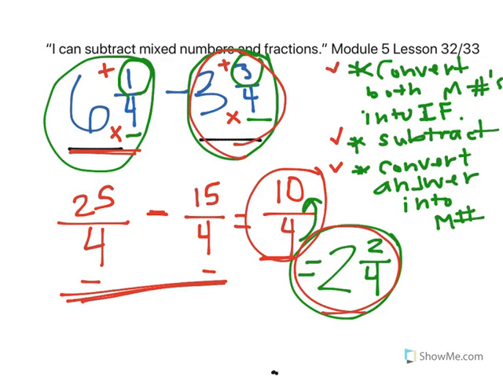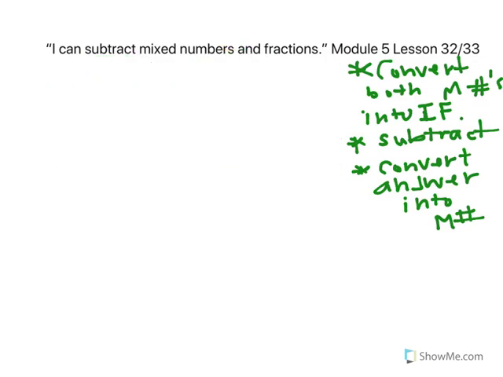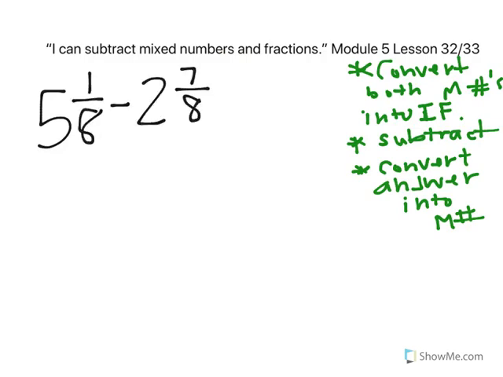All right, let's try maybe 2 more examples. Then you're ready to do it on your own. All right, next one. 5 1/8 minus 2 7/8. Well, let's look at the success criteria. Convert both mixed numbers to improper fractions. So I'm going to go ahead and do that. Step 1. 8 times 5 is 40, plus 1 is 41. My units are eighths.